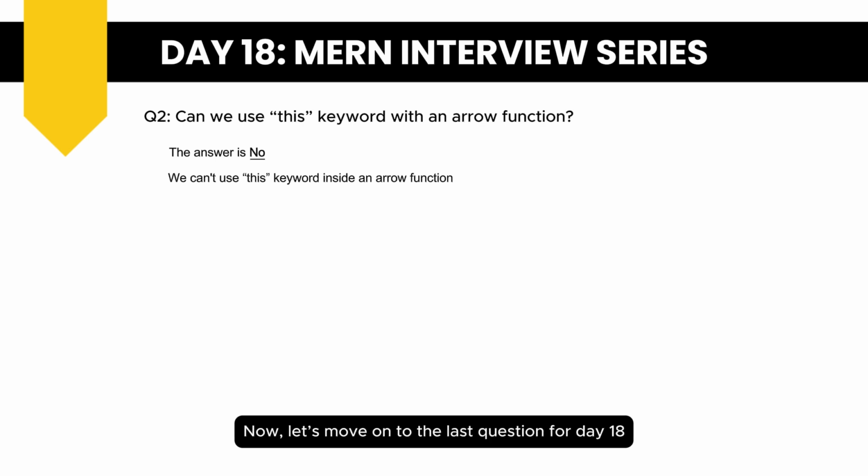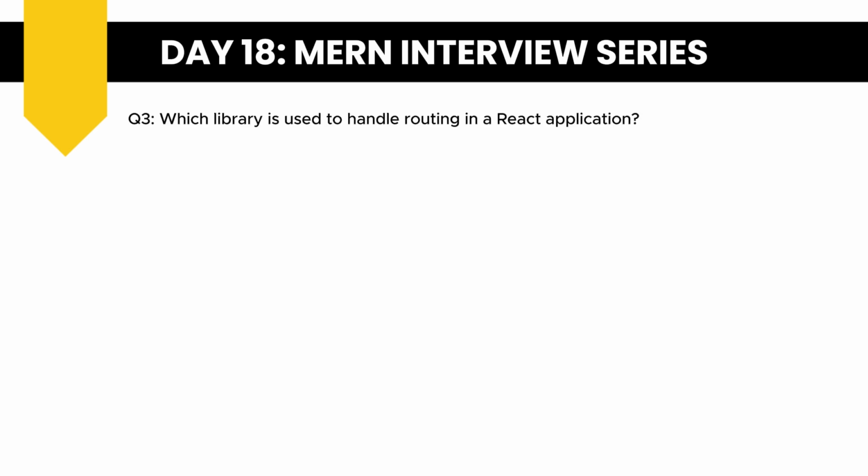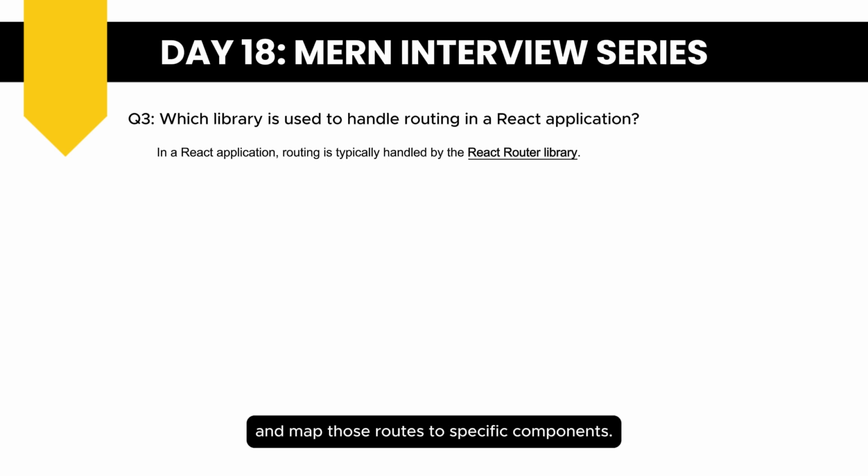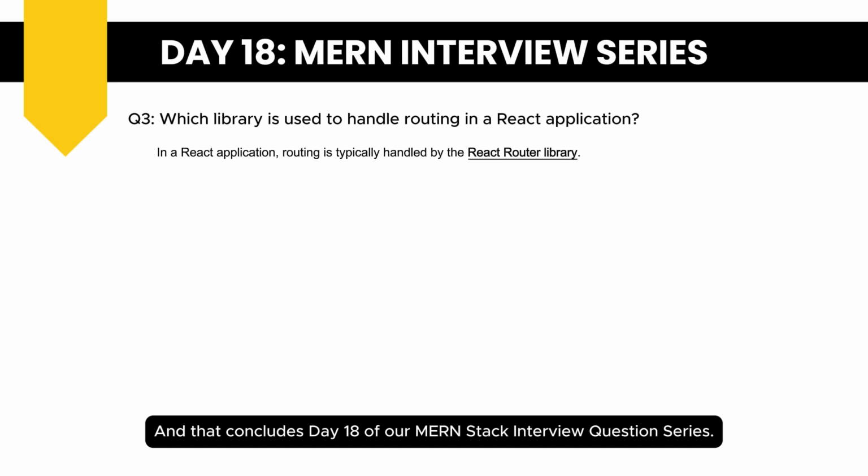Now let's move on to the last question for day 18. Which library is used to handle routing in a React application? In a React application, routing is typically handled by the React Router library. React Router allows us to define specific routes for different parts of the application and map those routes to specific components. And that concludes day 18 of our MERN interview question series.